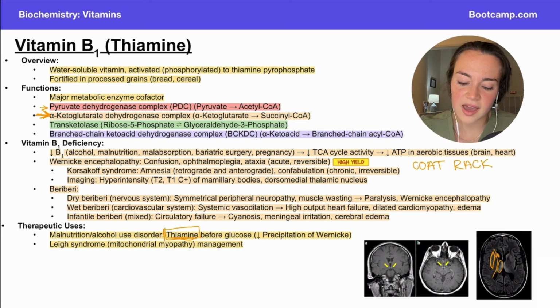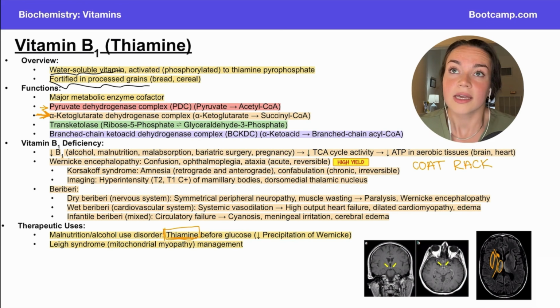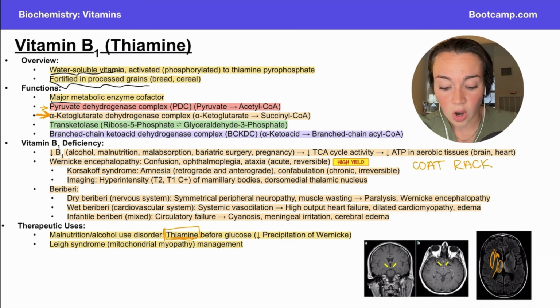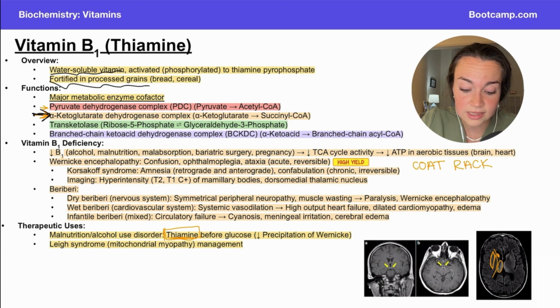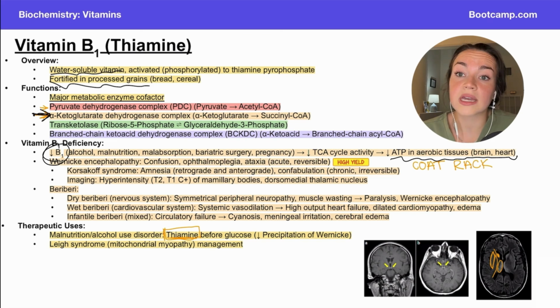We've been talking about thiamine, which is a water-soluble vitamin that is fortified in processed grains. It is a major metabolic enzyme cofactor involved in a lot of pathways, but perhaps most importantly for our discussion is its involvement in the TCA cycle. Because of that TCA cycle involvement, when thiamine is deficient, we will get decreased ATP in aerobic tissues that require a lot of aerobic respiration in the TCA cycle, like the brain and the heart.